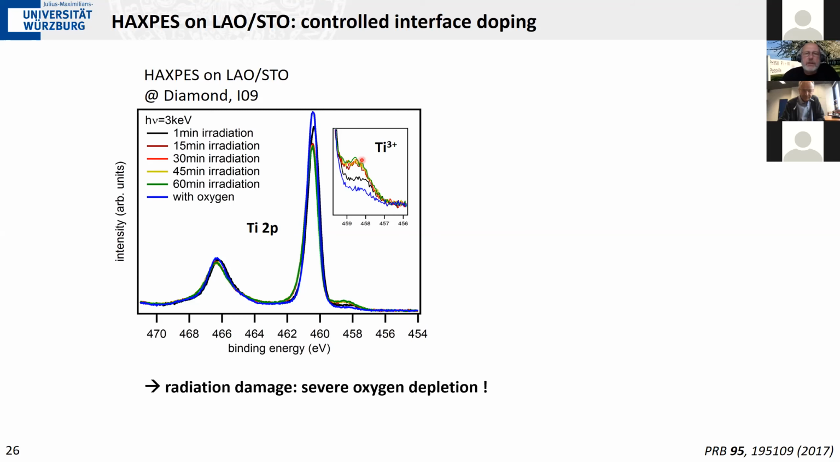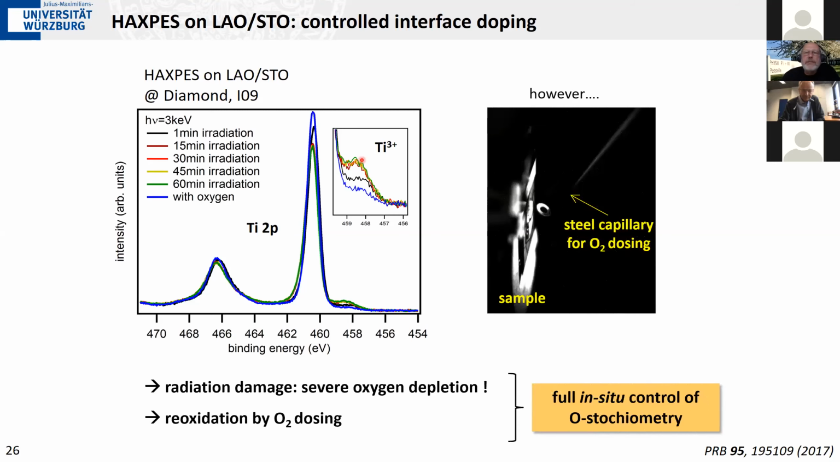So we have severe oxygen depletion by the light, but we can fill this again by putting a metal capillary very close to the surface and putting some oxygen gas on our sample. Then this leads to reoxidation of the surface, the quenching of these vacancies. And if you then take a spectrum, you can see that's the blue one here. That's after exposing the oxygen.